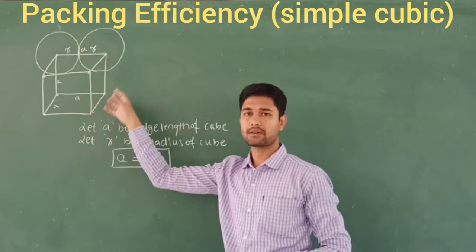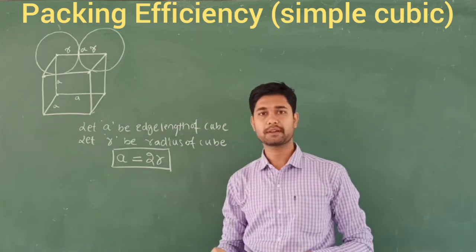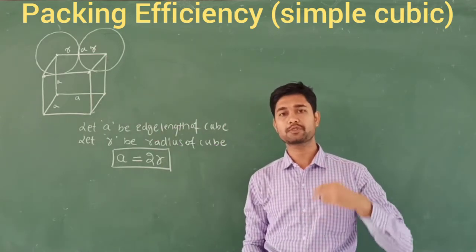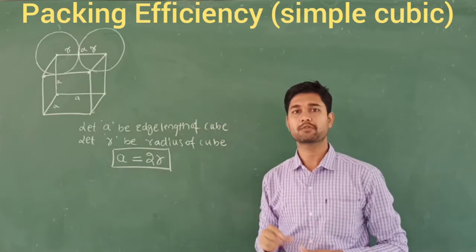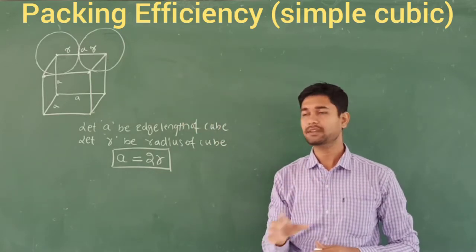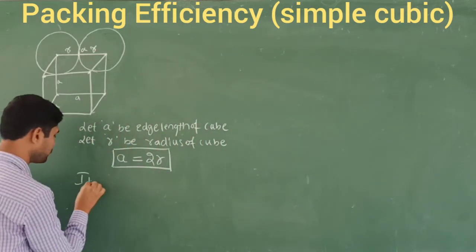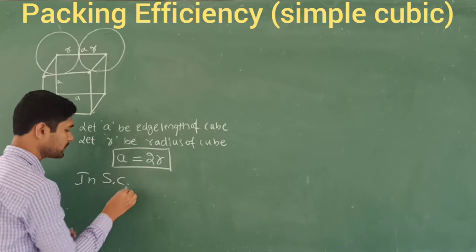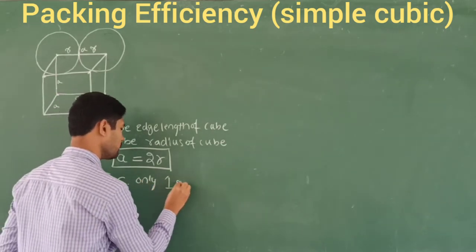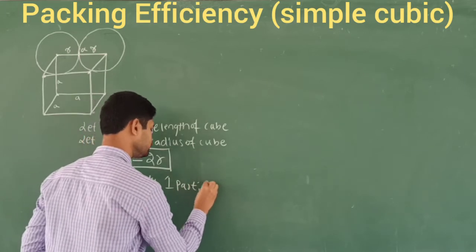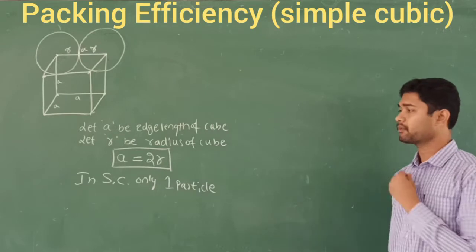So in total, 8 corner particles will be there, right? Each of these corner particles is shared by other cells, so each contributes 1 by 8. That is called 8 into 1 by 8. So in a simple cubic unit cell, there will be only one particle, because this is a simple cubic unit cell. Only one particle. Now I am going to write the formula for this.